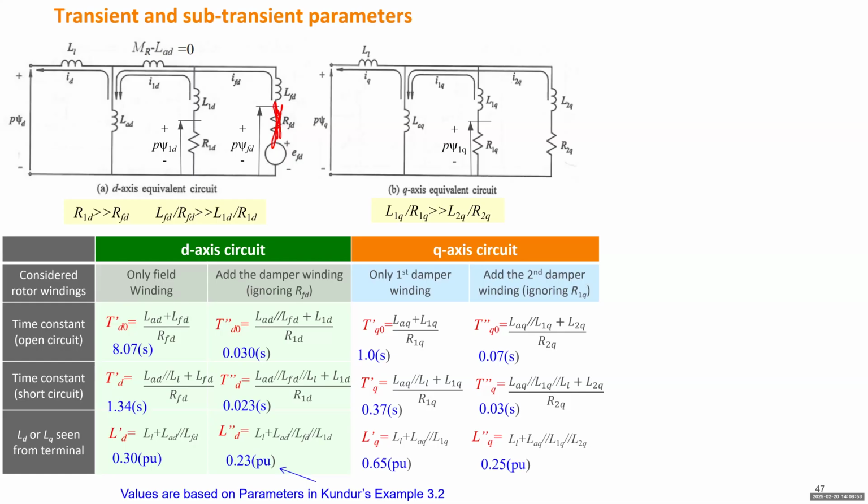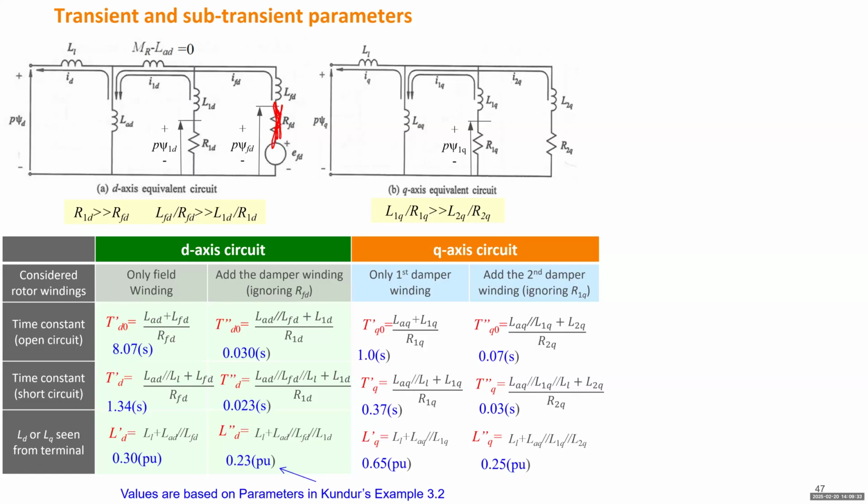Okay, so now we are ready to define their names. If we use the values from example 3.2, we calculate those values. We know anything like L by R means some time constant, but we don't know what that time constant is. If you calculate the value, the first one is about 8 seconds. So we just call it T single prime. This is the transient time constant in DSs for open circuit condition. That's why we call it TD0 prime, single prime.